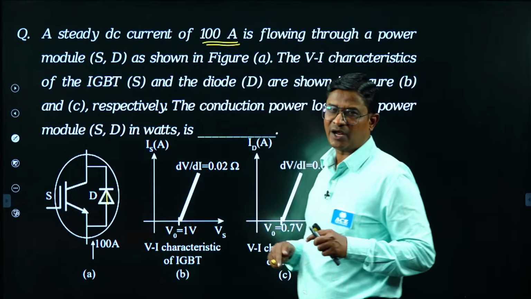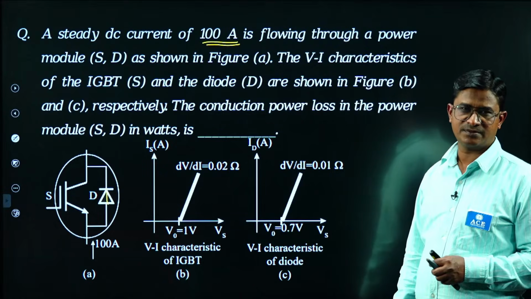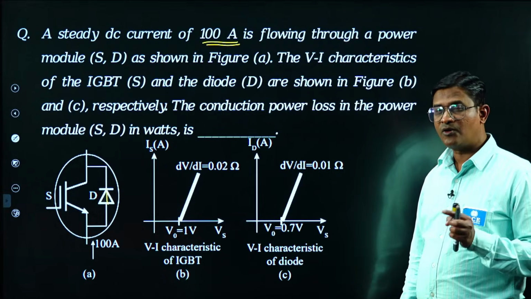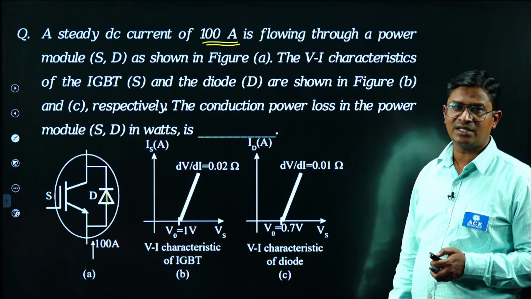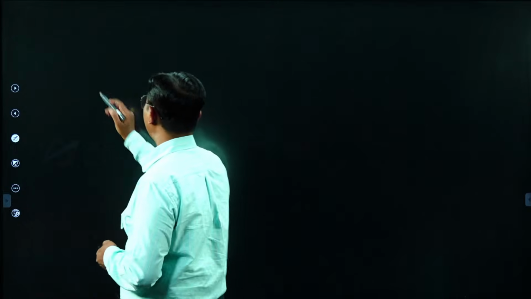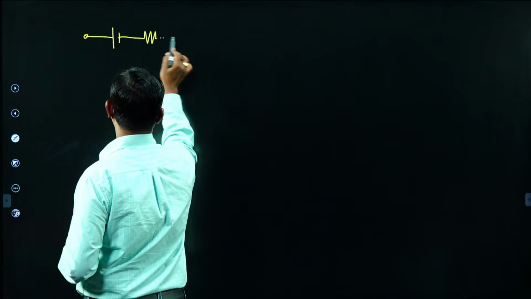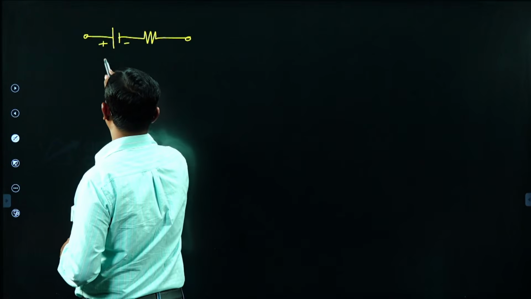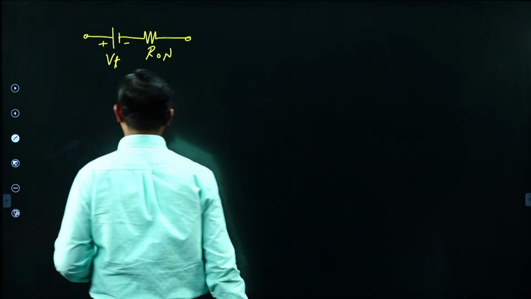So here we need to find the conduction power loss in case of the diode, that is P average. We know the diode during on state belongs to which modeling? Third modeling, right? Vt in series with Ron. So the diode during on state is represented with Vt in series with Ron. So this is your Vt and here it is Ron, right? Vt in series with Ron.